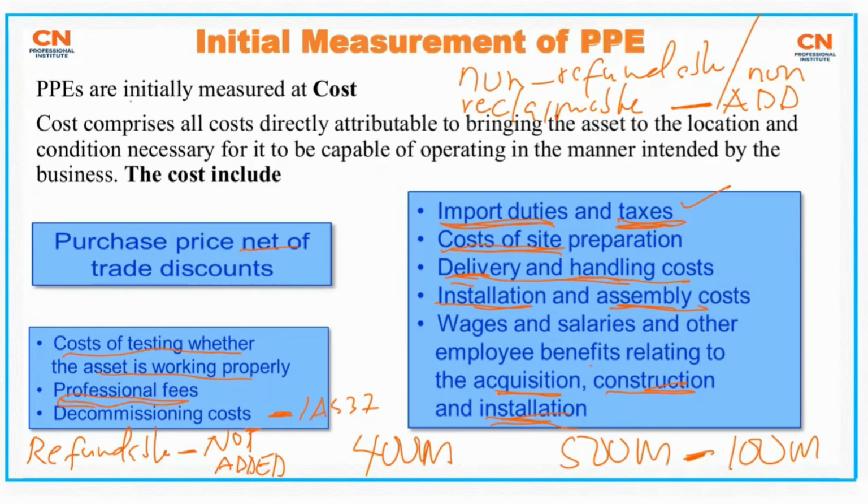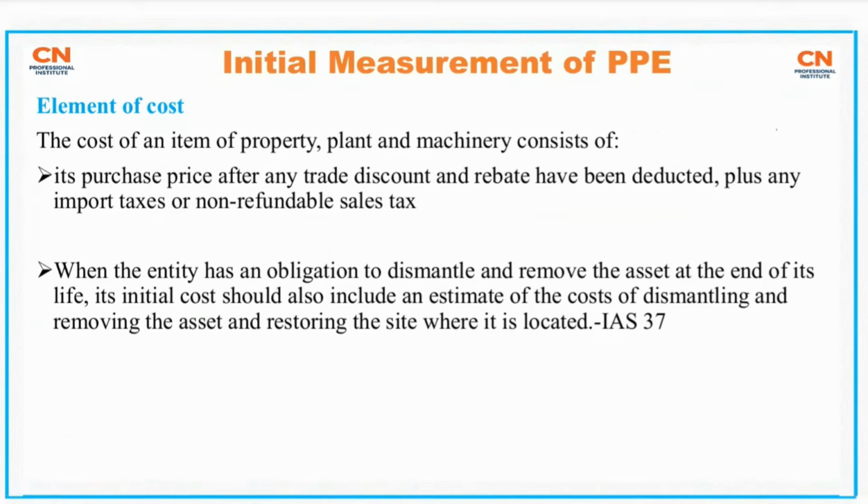So these costs are added to the cost of PPE. Then on the cost of PPE, this is what I talked about. They said the purchase price after any trade discount and rebates. So rebates are also deducted. Rebates are more like refunds. Maybe you sell to somebody and the person brought back some of the goods to you. So you have to less it. If the purchase price is inclusive of the rebate, you less it.